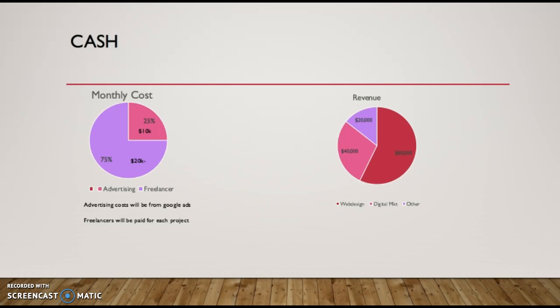It's the cash part. You're going to want to present this and have a lot of research done before, because the main goal of a business is to create lots of revenue. So you're going to need to talk about the monthly cost and the revenue and how much profit you'll make.